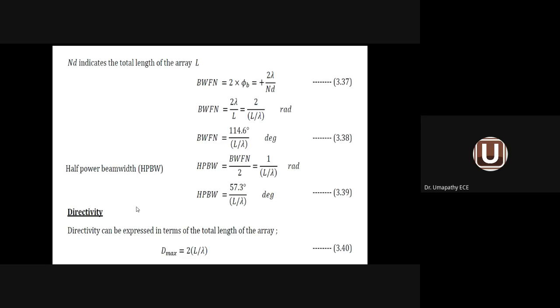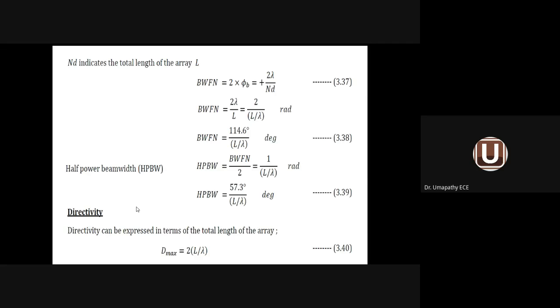So broadside array: give the definition for broadside array. Draw the diagram. Get the expression for the total field strength E_T. Get the expression for array factor. Calculate 5 parameters. So what are the 5 parameters?